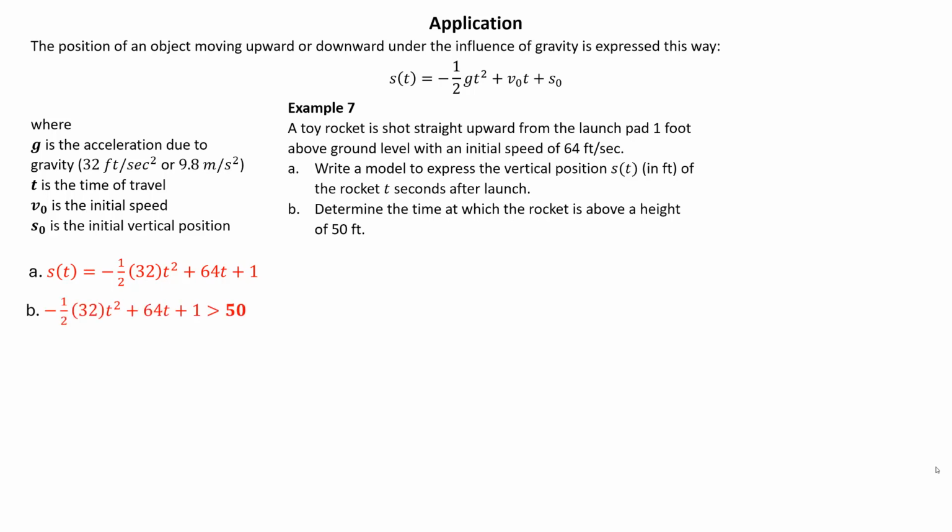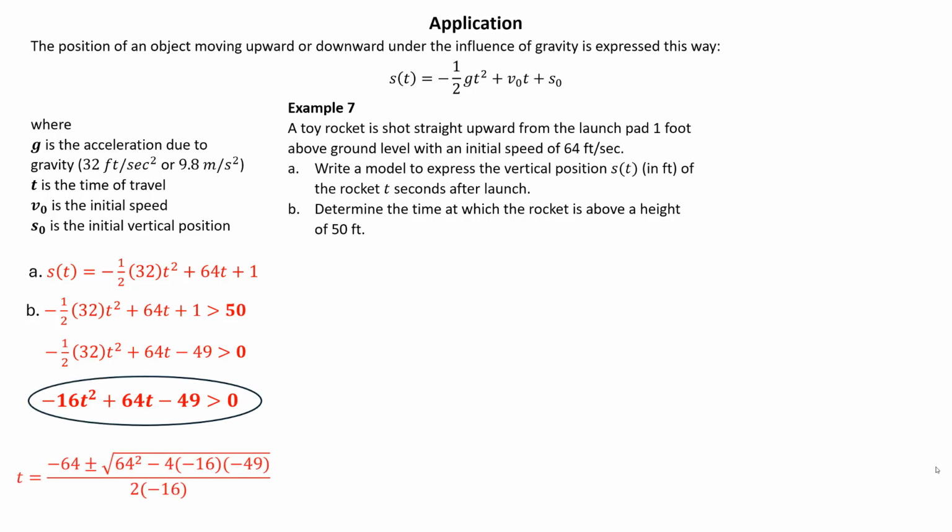B says determine the time at which the rocket is above a height of 50 feet. So we want to know when is that s of t, that function, greater than 50. So the first thing we need to do is get everything on one side. So we're going to subtract 50 on both sides, and after we simplify that, we're going to have negative 16t squared plus 64t minus 49 is greater than 0.